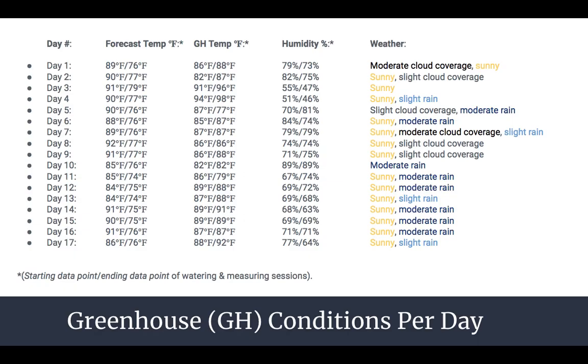The conditions of the greenhouse here are broken down as well by the daily high and low temperatures in degrees Fahrenheit, the current temperatures in the greenhouse at the beginning and the end of the period measuring and watering the sample groups, as well as percent humidity and the daily weather conditions, which are broken down into coordinated color systems.